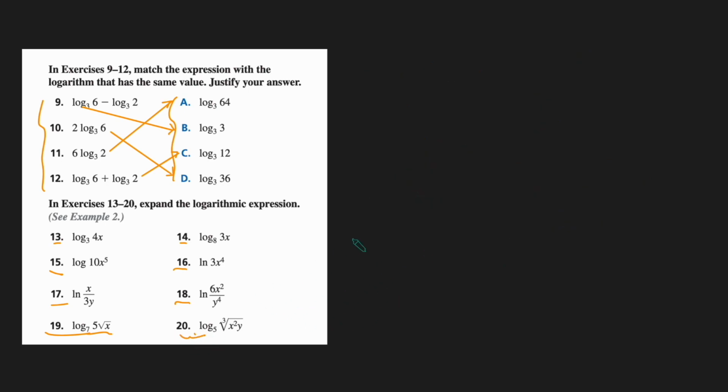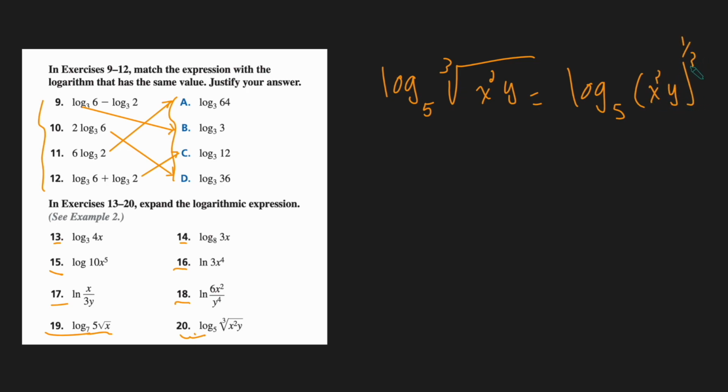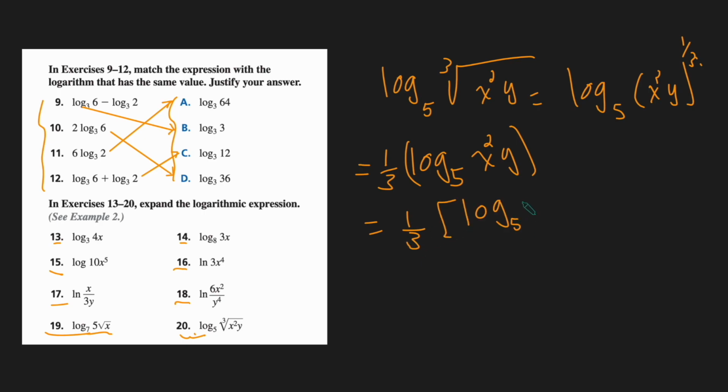My last problem is 20. It's log base 5, the cubic root of x squared y. So this can be written as log base 5 x squared y to the 1/3. So two ways I can do this. I can use the power rule first, or I could just distribute this inside to the x squared and the y. But it would be a lot easier if I just use the power rule first. So this would be 1/3 log base 5 x squared y. And now I can expand this using the product rule. So it would be 1/3 log base 5 x squared plus log base 5 y.